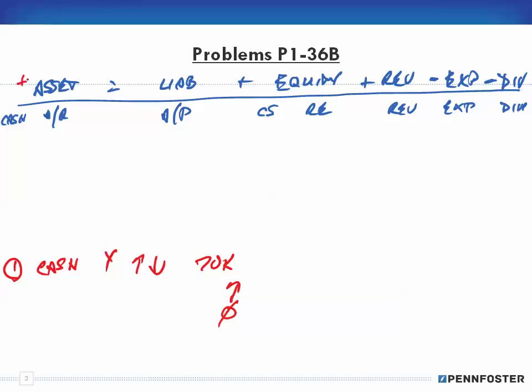Assets increase on the debit side. So that would be a plus 70,000. My journal entry would be a debit to cash for 70,000. And I know debits must equal credits, so I have to credit something else for 70,000. And the question is, what am I crediting?